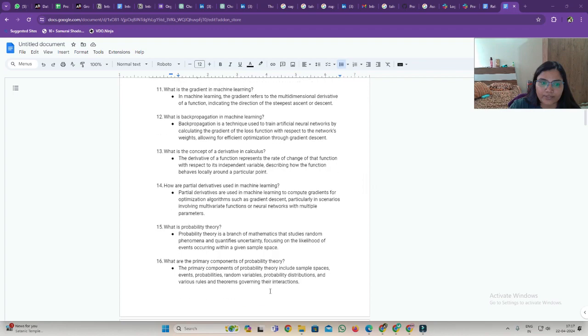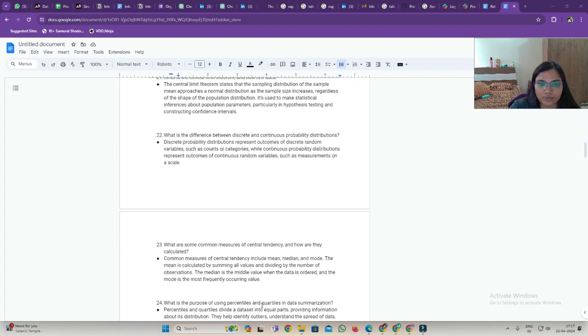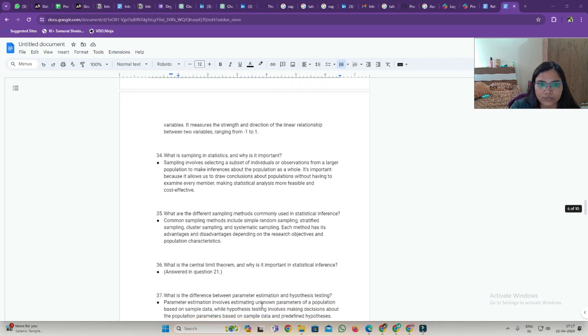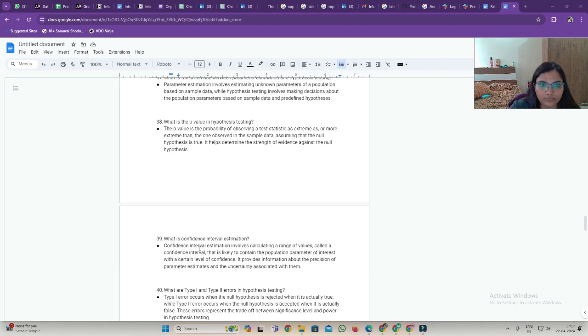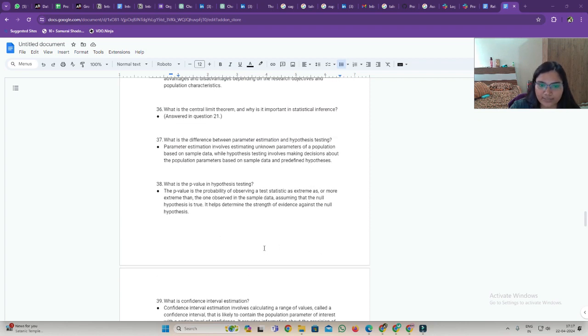Okay, so let's go for the next question. What is the p-value in hypothesis testing? The p-value is the probability of observing a test statistic as extreme as, or more extreme than, the one observed in the sample data, assuming that the null hypothesis is true. It helps determine the strength of evidence against the null hypothesis.